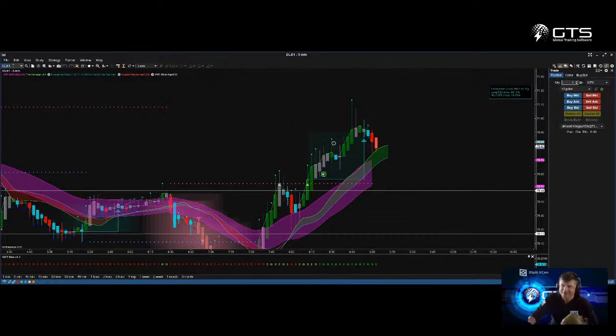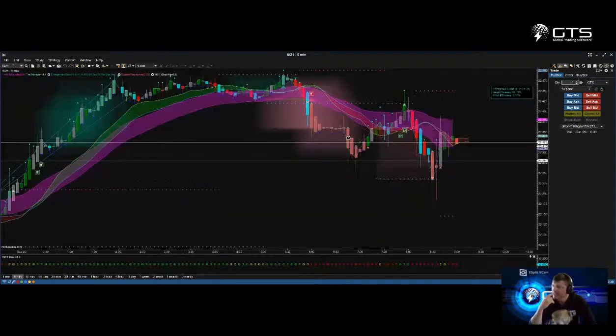Never mind. Just don't do that. All right, so we got CL. We got SI. See what silver's doing here. Looking pretty. There was the breakdown. There's the breakdown of the zone right there.